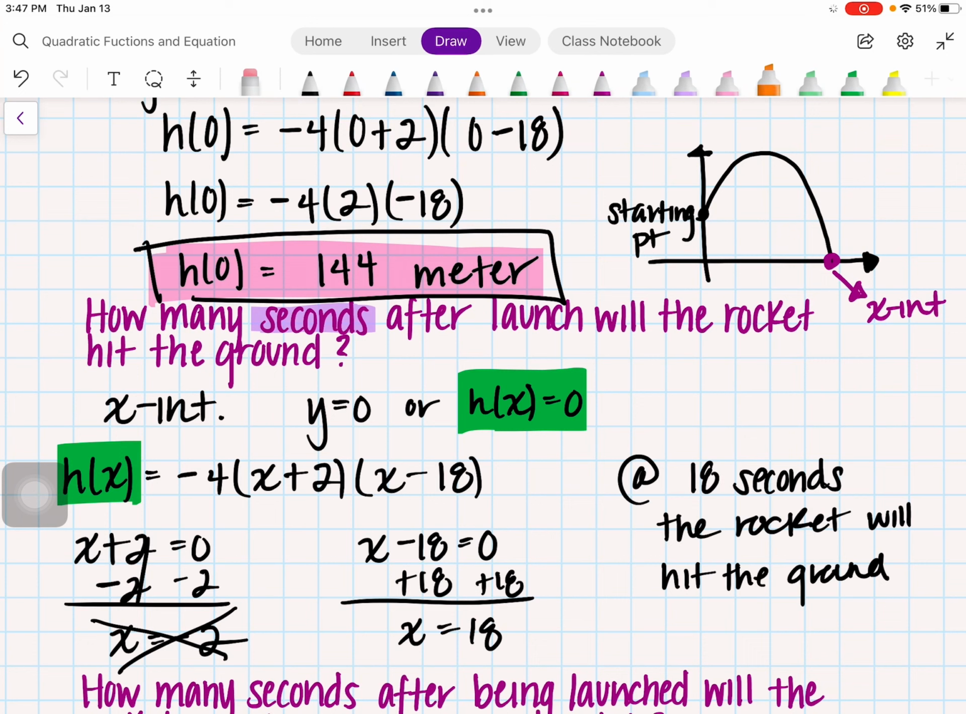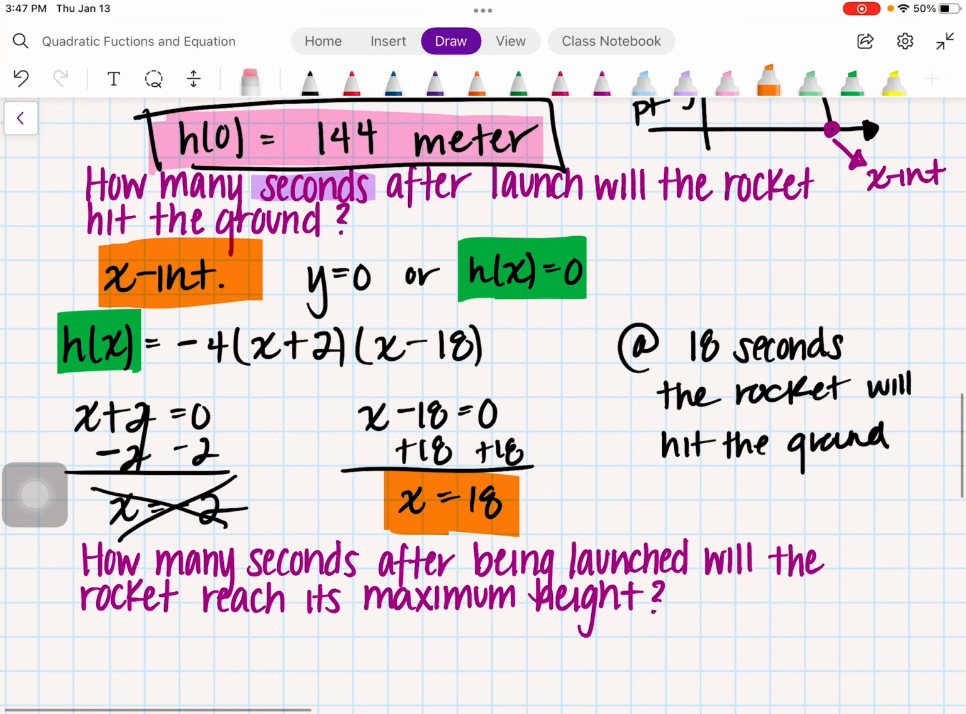All right. So our answer there for our x-intercept.